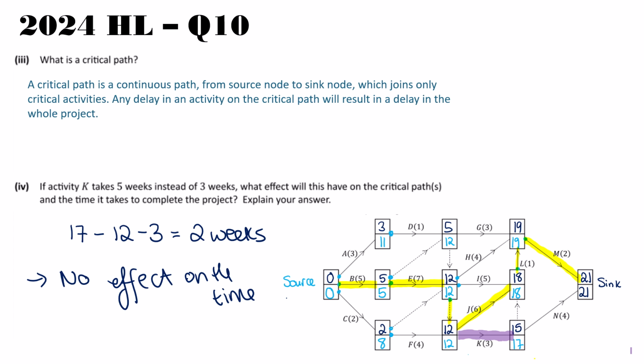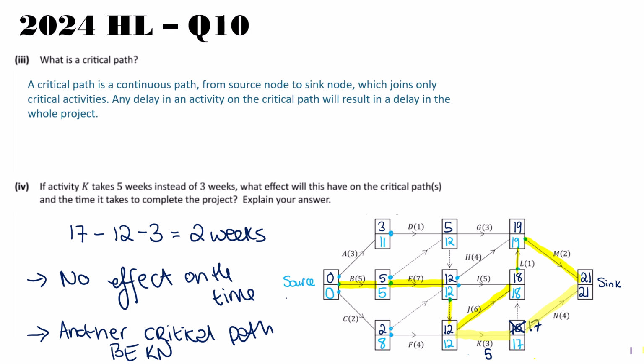But what will happen is if this goes to 5, then that 15 goes to 17. And then actually that becomes another critical activity. And then if we look at N, it will also become critical. So actually, if that were to happen, we will get a new critical path. So the other one is still there. So another critical path, and that path will be B, E, K, N.